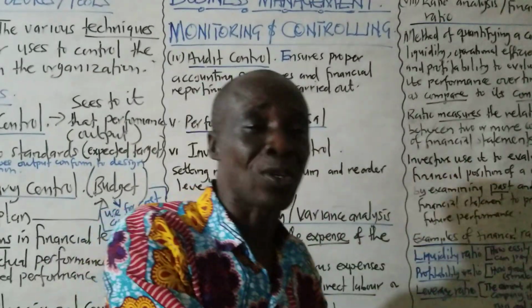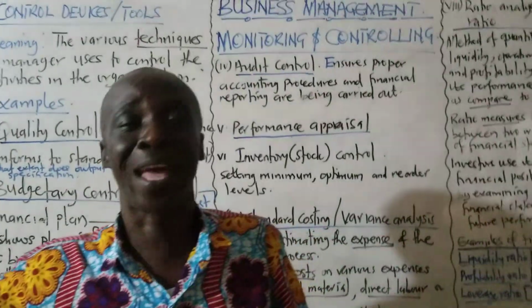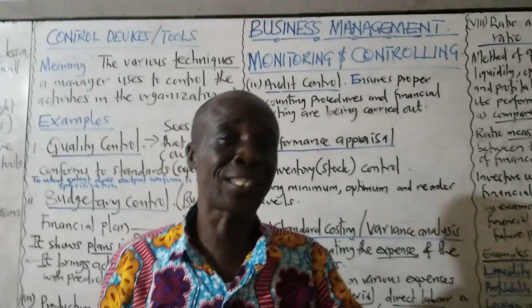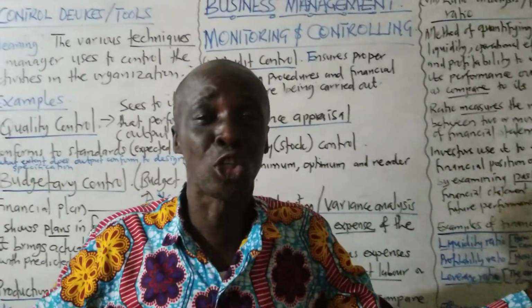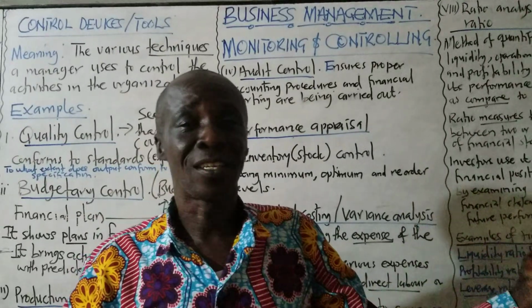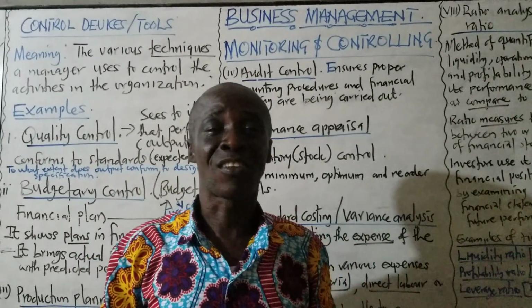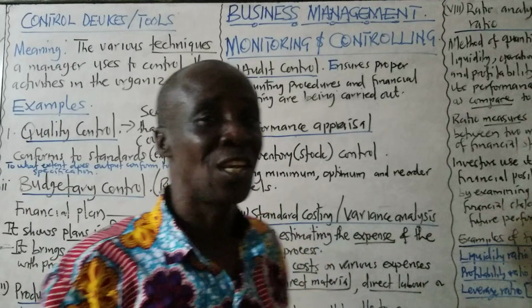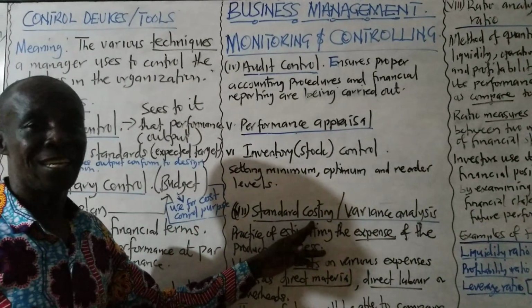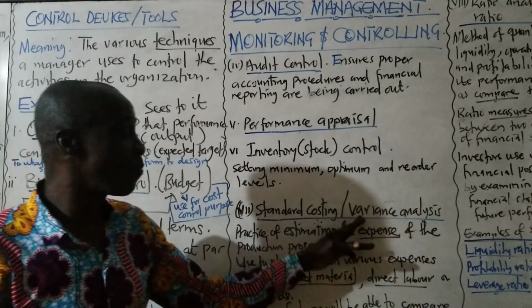And when you set the cost standard, then you'll be able to compare the cost standard with the actual cost. So this is how much you want to spend, but how much are you spending? So that if there is any deviation, then you take the necessary corrective measures. So that is all that standard costing is about.